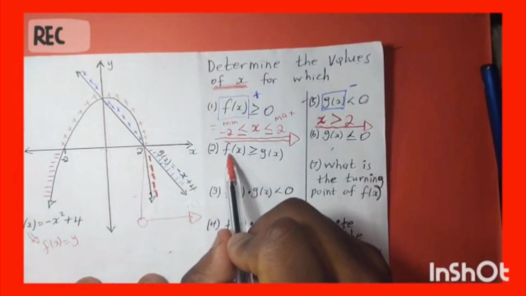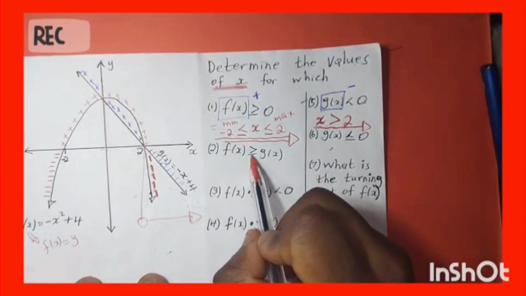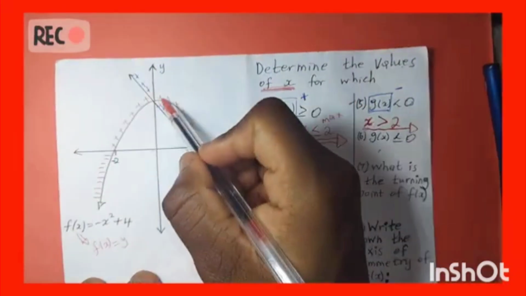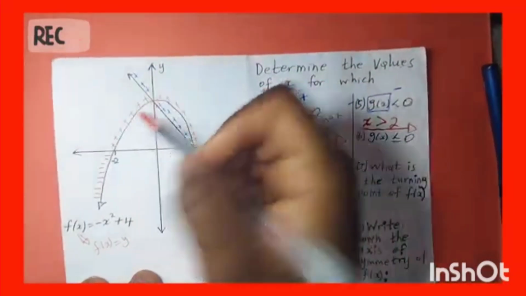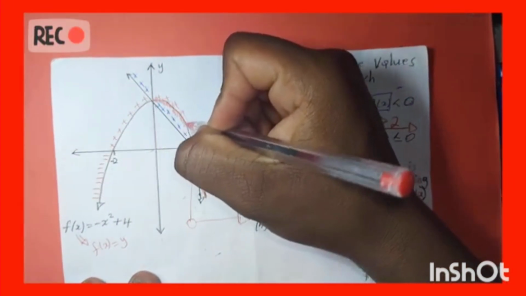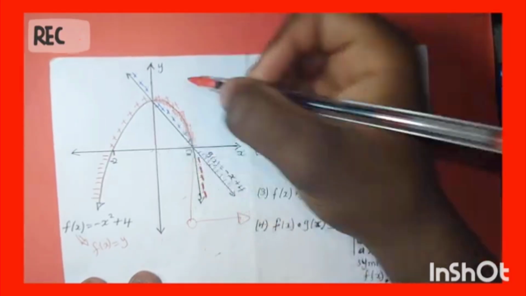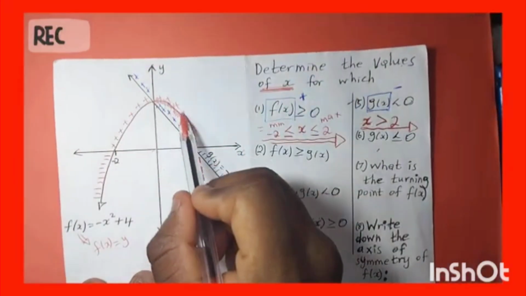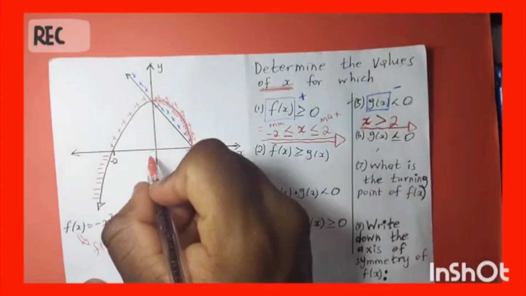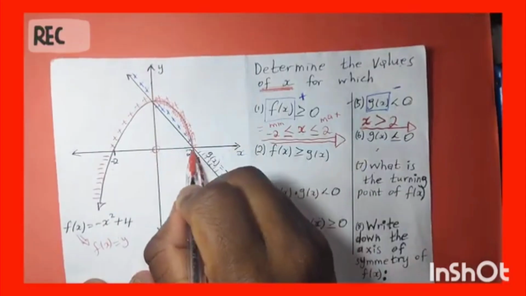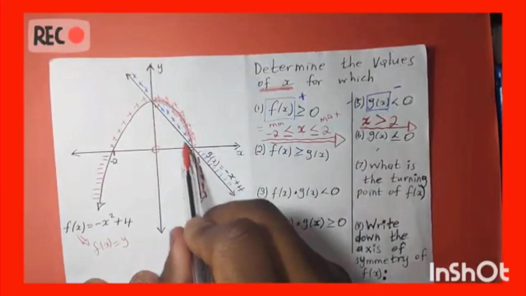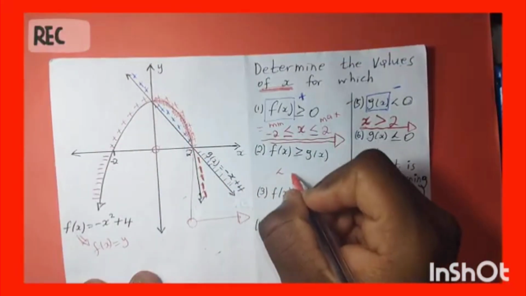So f of x is above g of x. Where is f of x? F of x is this graph. It's a parabola. A parabola, guys, starting from here, it is above g of x. If you notice, that graph there is above g of x. So it simply says that between 0 and 2, f of x is above g of x.